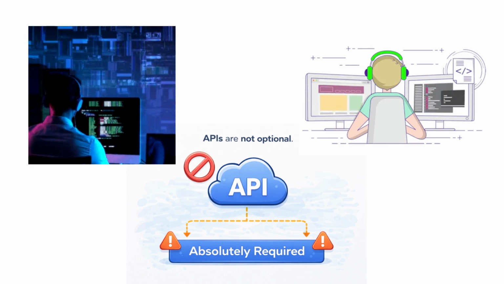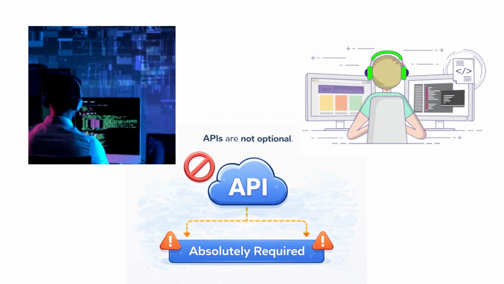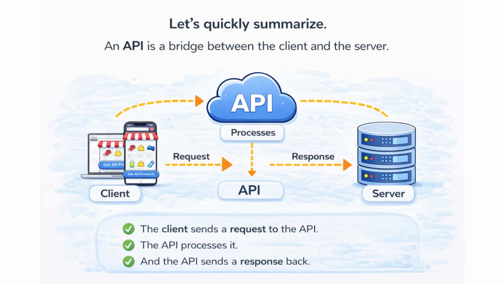If you want to become a backend or full stack developer, APIs are not optional. They are the foundation of modern applications. Let's quickly summarize. An API is a bridge between the client and the server. The client sends a request to the API, it processes it, and the API sends a response back.